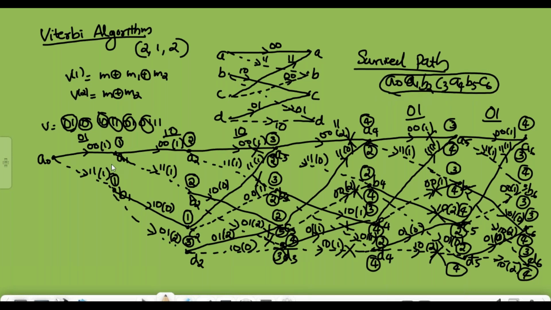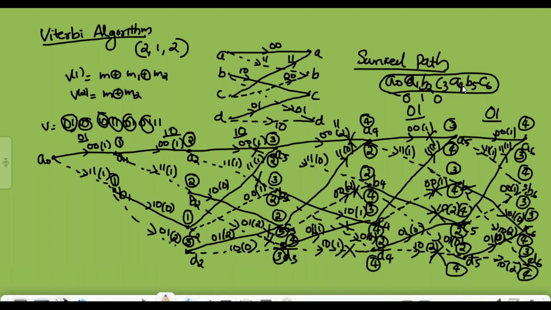Then decoding. First A0 to A1. It is a solid line. Therefore, input bit is 0. Then next branch is here. It is 0. Then the next branch in the survivor path, A1, B2. It is showing that it is a dotted line. Therefore, 1 is the input bit. Then next is B2, C3. From this B2, C3, it is a solid line. Therefore, 0 is the input bit.